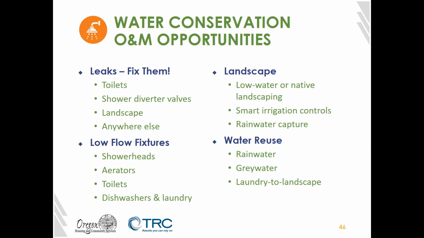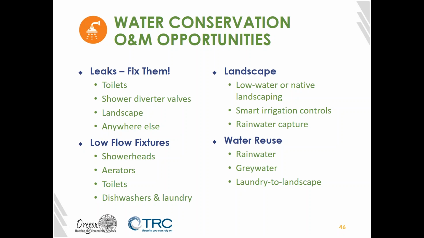Water. People often get to water last, but water is really important. And as energy usage decreases, water becomes sort of a larger piece of the pie in terms of the resource consumption of our buildings. The first thing for water conservation is to fix leaks. Fixing leaks can go a long way to reducing water waste. Common leak sources are toilets, shower diverter valves, landscaping, and really anywhere else you see a leak. But toilets, shower diverter valves, and landscape are places that often have really significant leaks. From there, we can install low flow fixtures like shower heads, aerators, toilets, dishwashers, and laundry equipment that's water efficient.